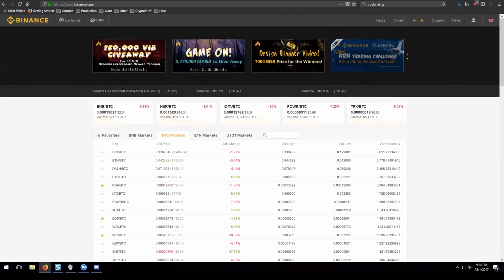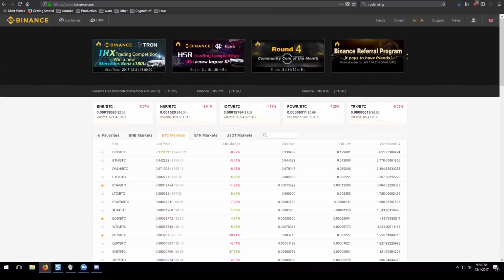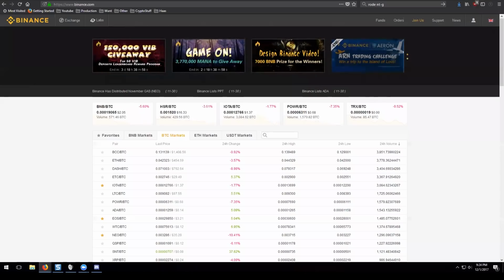And the other reason is most of the tools we're using are already built into the charting software that Binance currently has on their platform. So it's a good area for a person who's new to trading to come in and get started.